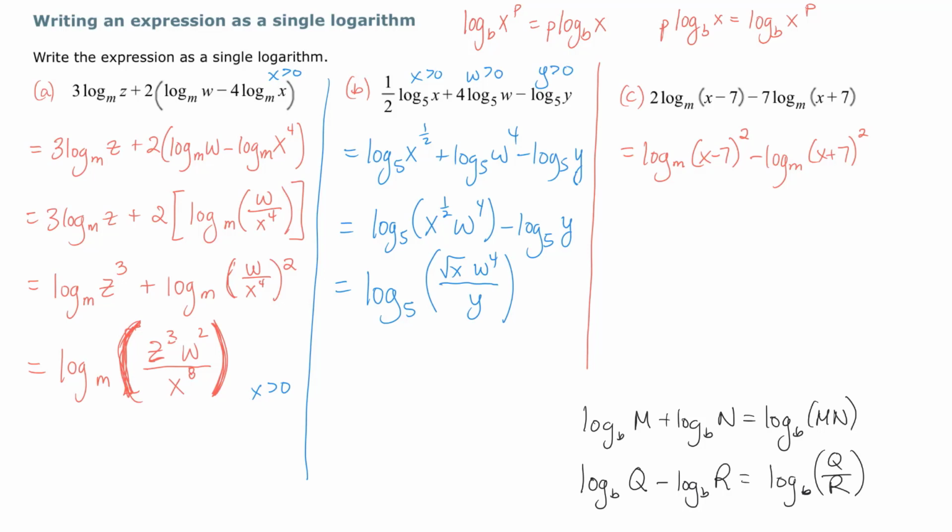And now we just have one more log property to go. A logarithm with a common base, and there's a subtraction operation. That means we'll do something like this. X minus 7 quantity squared over x plus 7 quantity squared. And go ahead and leave that in factored form. Those are factored. Let's circle our final answers.